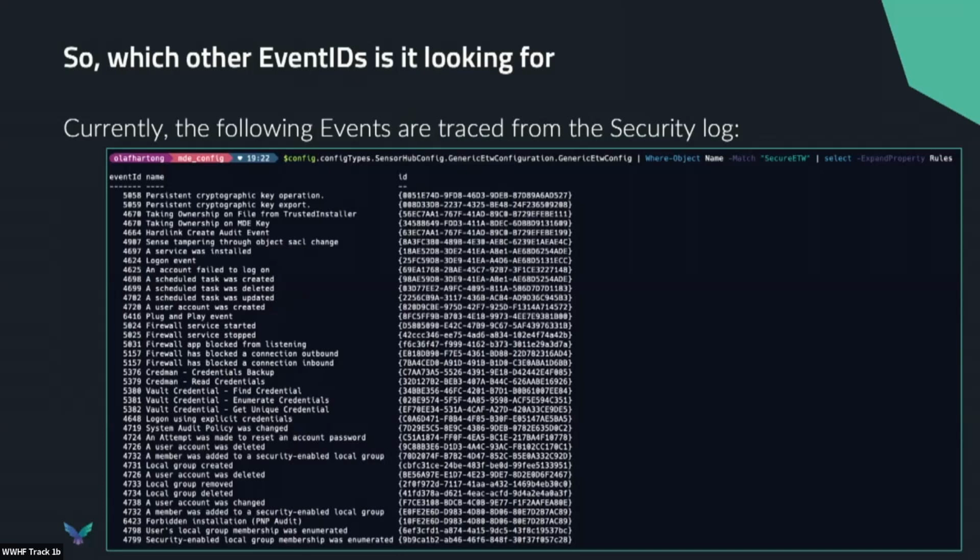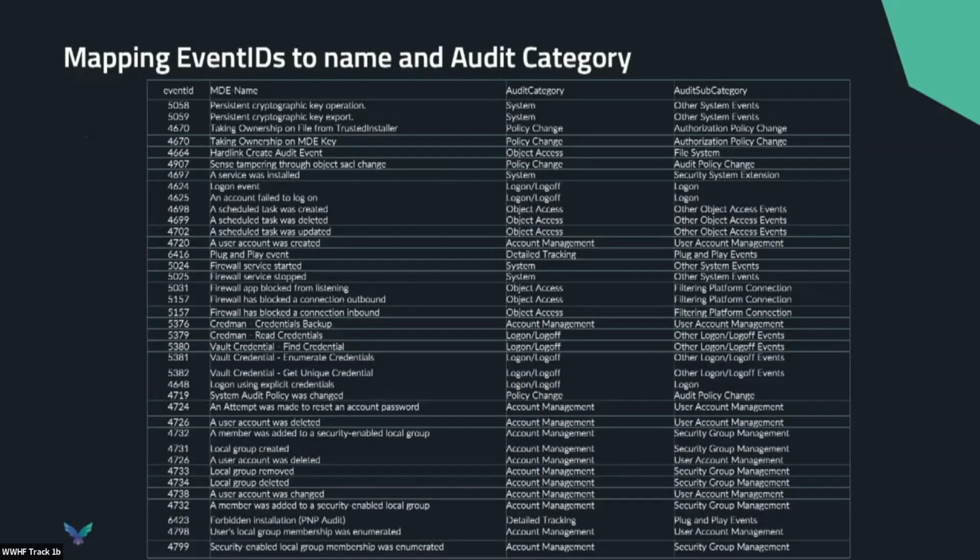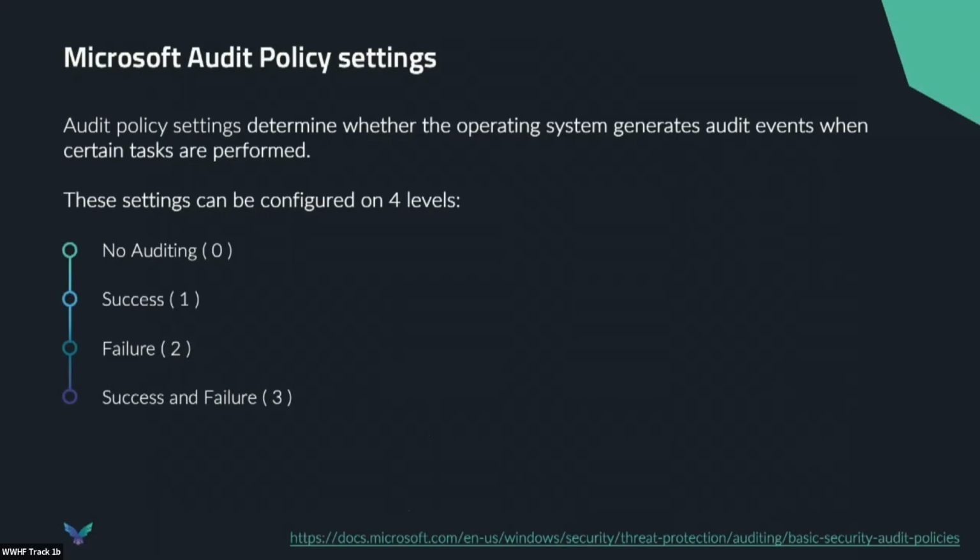I started looking at, okay, if it uses the security events, which event IDs does it actually look for? So this is that list. Not very lengthy. But then I was interested in, hey, what kind of audit categories are tied to those? Because not everything is logged by default on Windows. And basically there are 4 settings that you can choose. You can set no auditing, which is basically not a setting, but then it's a 0. And if you only want to log the successes, you get a 1, and so forth.